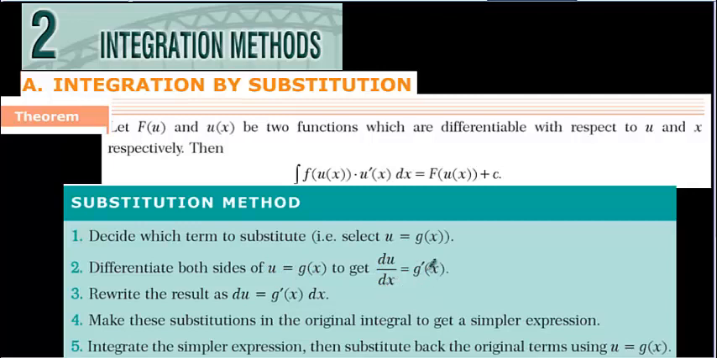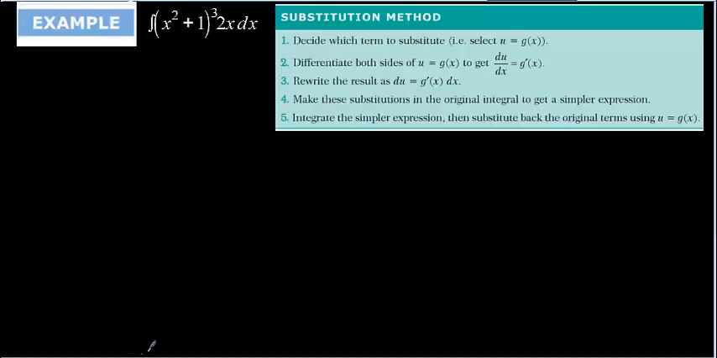So du over dx is going to be equal to g'(x), and here du is going to be equal to g'(x) times dx, as we send dx to the other side as a multiplication. Then we are going to make the substitution back, and we are going to get the integral. If we see the question, we will understand better.